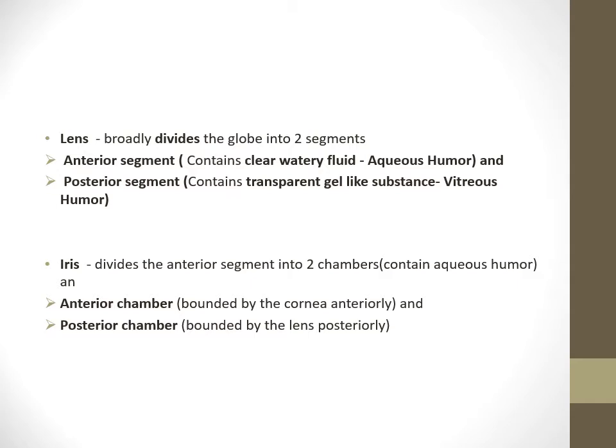Then again, the anterior segment is divided into two chambers by the iris, also called the anterior chamber and posterior chamber. The anterior chamber is bounded by the cornea anteriorly and the anterior surface of the iris posteriorly, and the posterior chamber is bounded by the posterior surface of the iris anteriorly and the lens posteriorly.